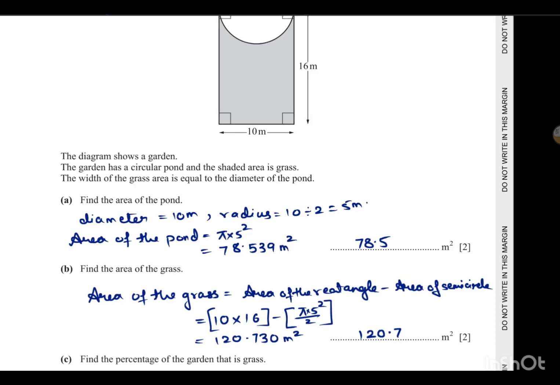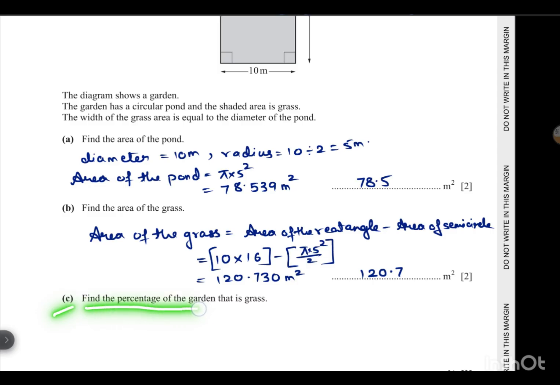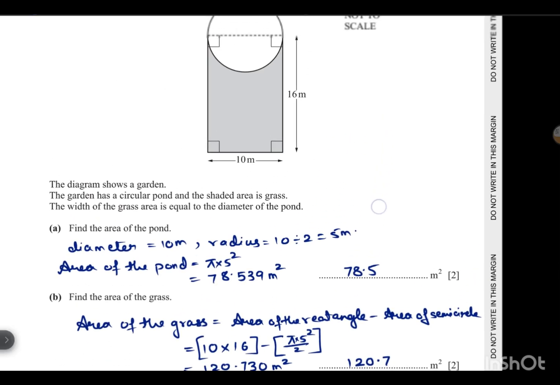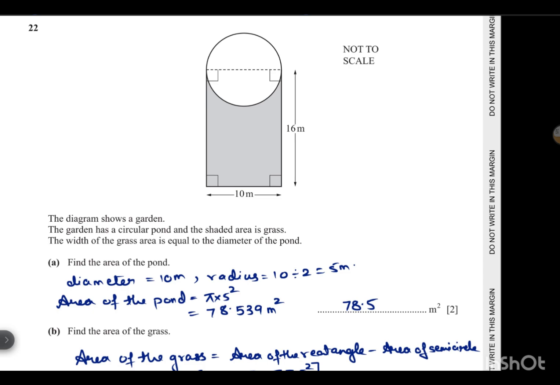Now they are asking the next question. C. Find the percentage of the garden that is grass. Now for this you need to know the area of the complete garden first to find the percentage of the grass area, right? So find the area of the garden first. So what is the area of the garden? Area of the garden will be the area of this pond plus area of this grass. So add these two.